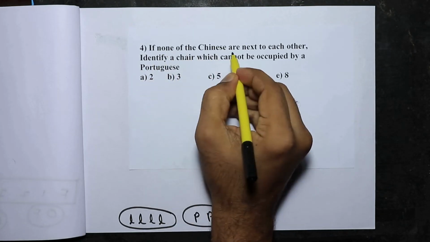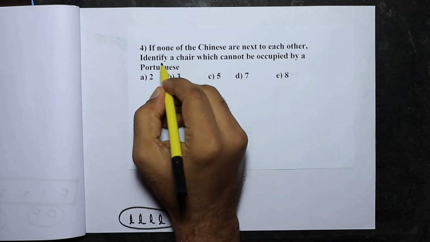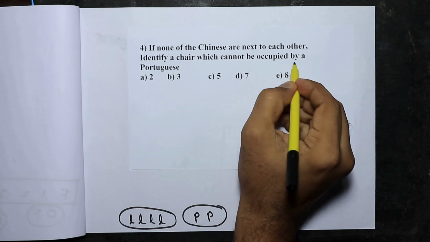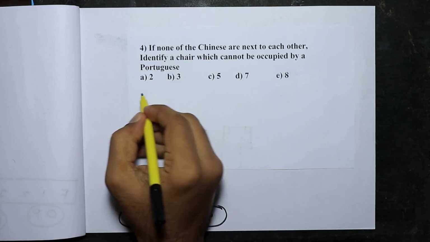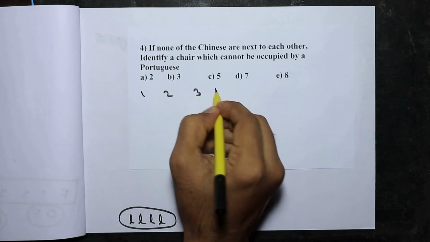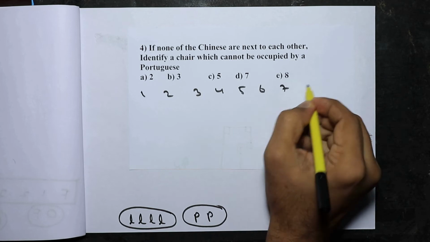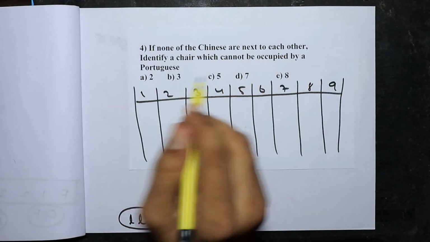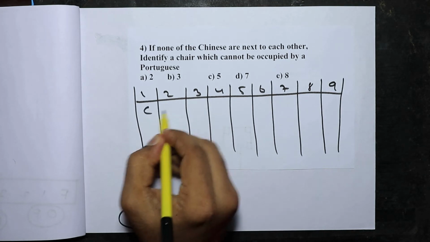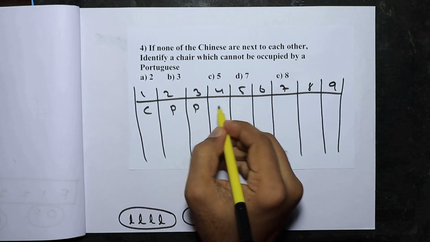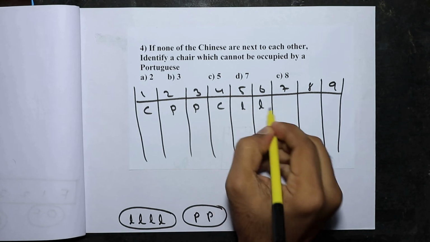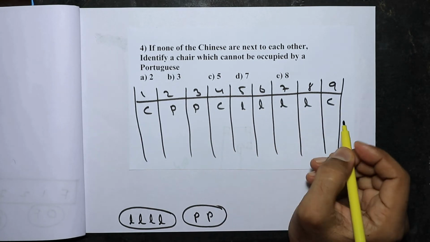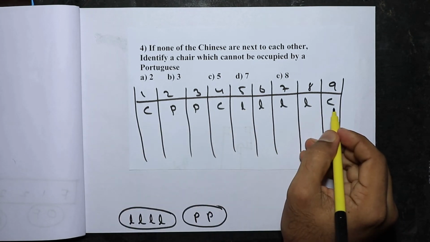If none of the Chinese are next to each other, identify a chair which cannot be occupied by a Portuguese. So I'll mark the 9 chairs like this. Now the Chinese are not next to each other. So one possible arrangement is I can have C here, followed by the 2 P's, then a C here, then the 4 L's, and then a C here. So this is one possible arrangement.